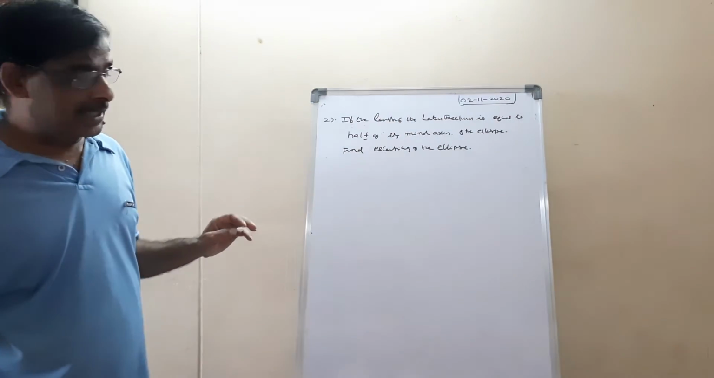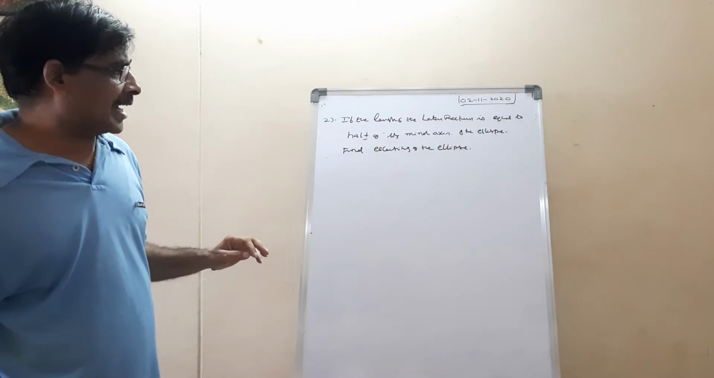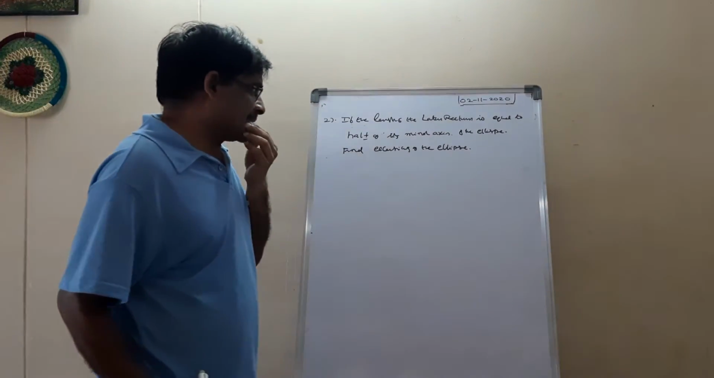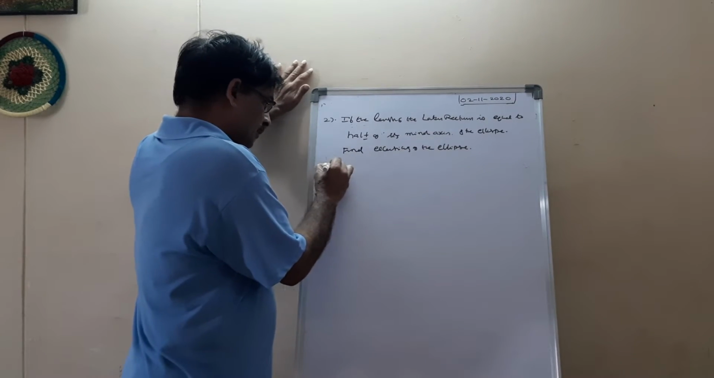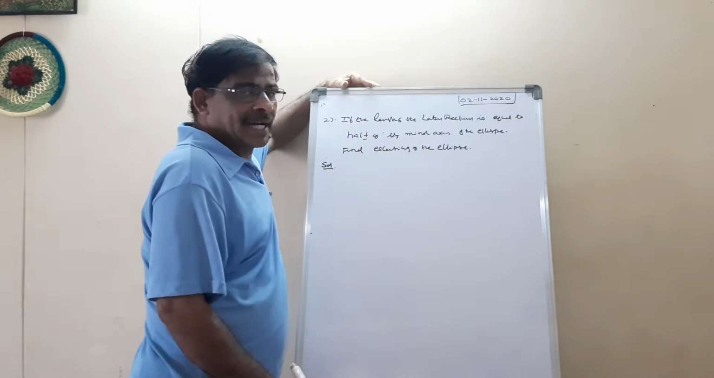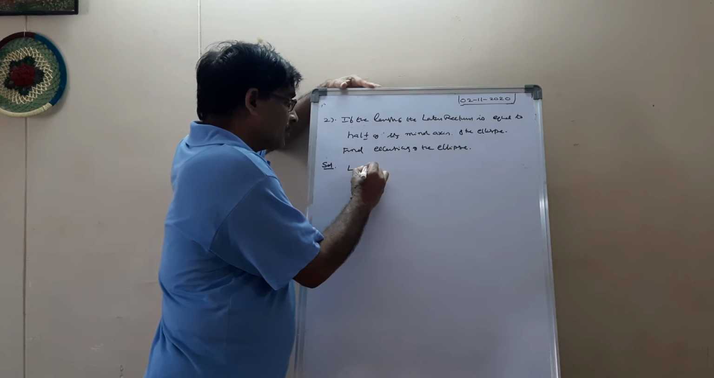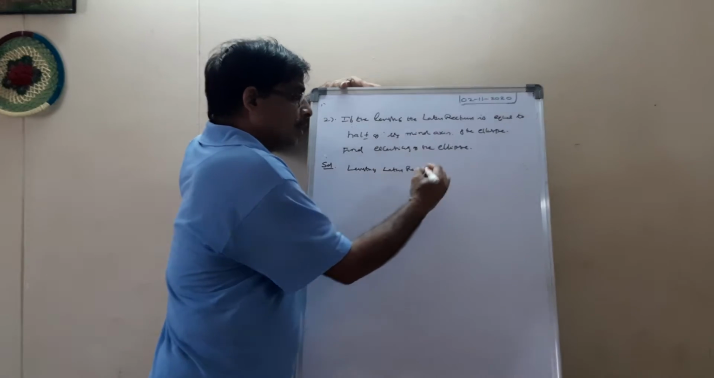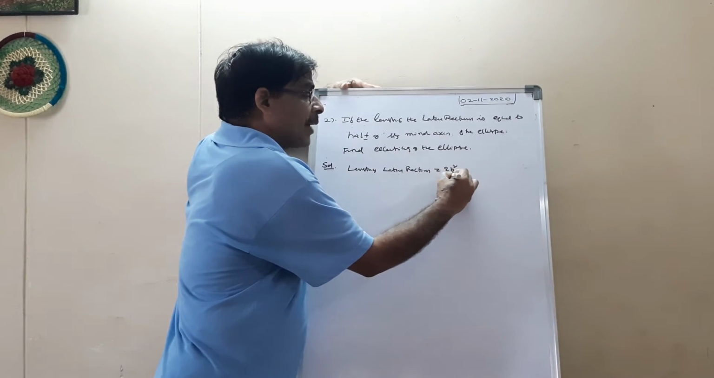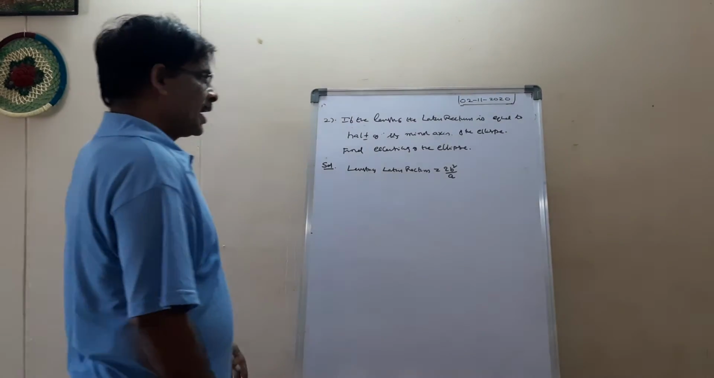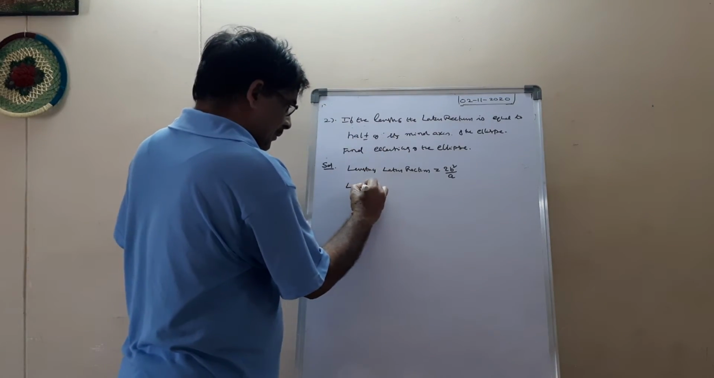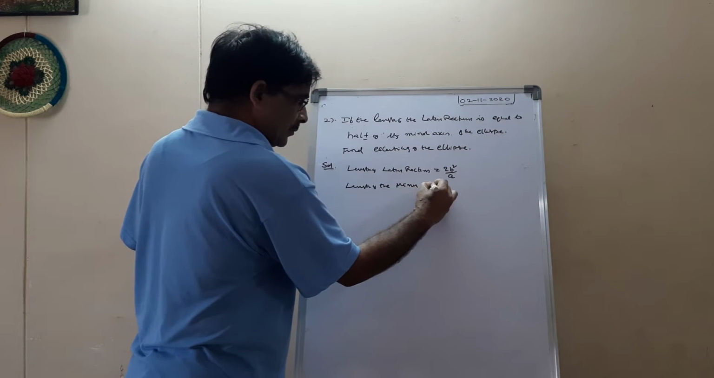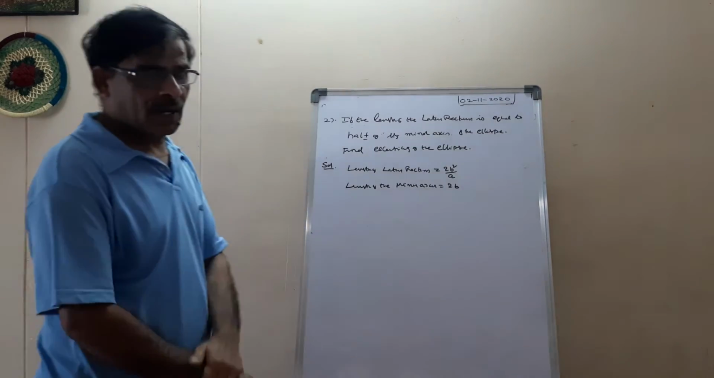Once you go through the problem, what is given? The length of the latus rectum is equal to half of its minor axis. See, the given data first. Length of the latus rectum, formula 2b square by a. Length of the minor axis equal to 2b. You know this formula.